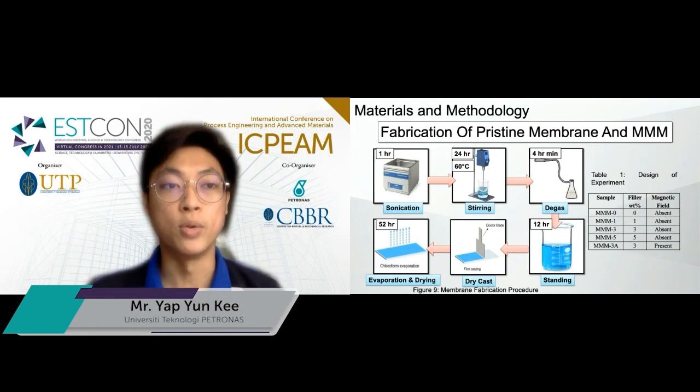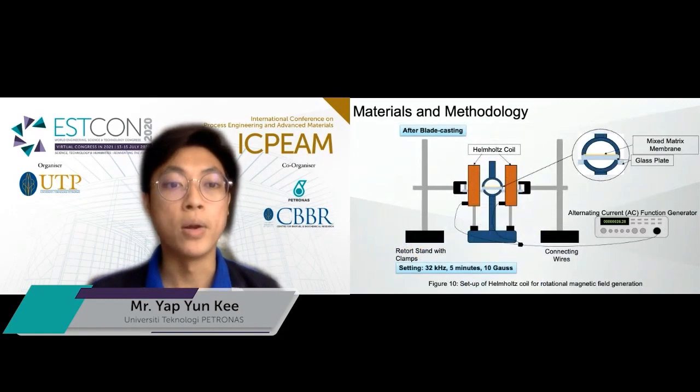After casting it, we will subject it to a rotational magnetic field. Here is how it looks when we subject the membrane under the influence of rotational magnetic field, whereby the magnetic field is generated by the Helmholtz coil, and we control the power and the frequency by using a function generator. The setting is a 32 kHz frequency for 5 minutes with a power of 10 Gauss for the magnetic field.